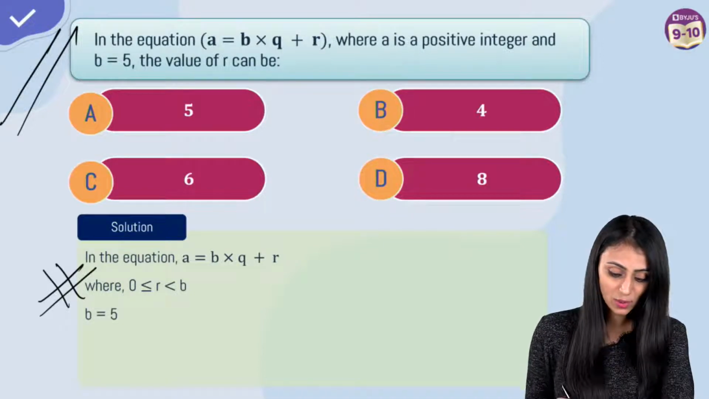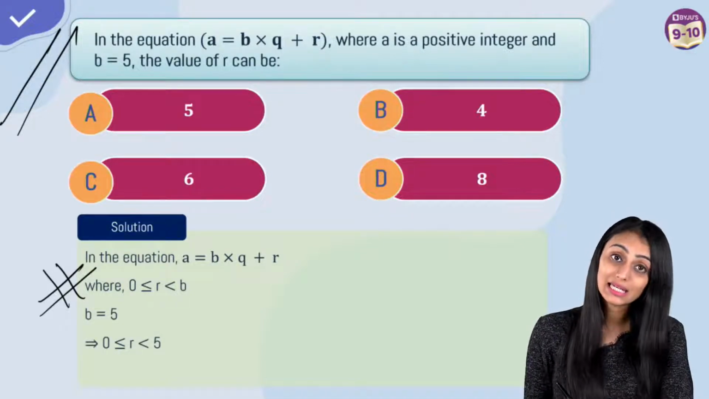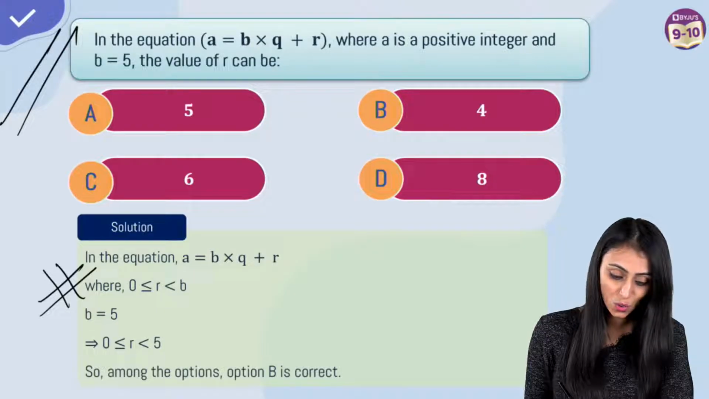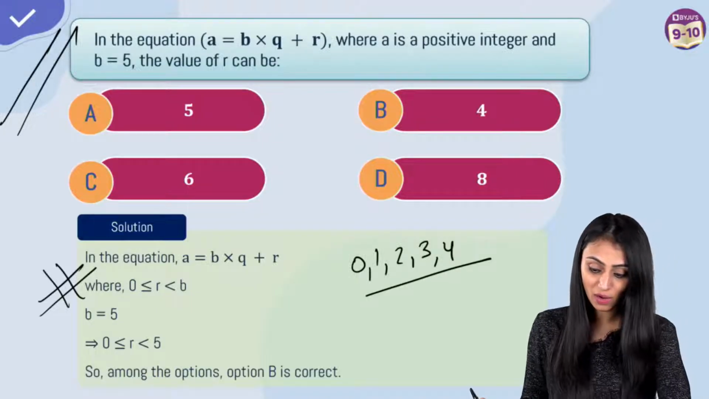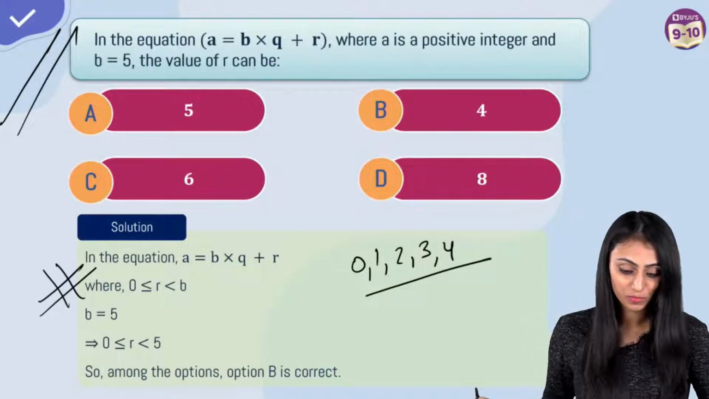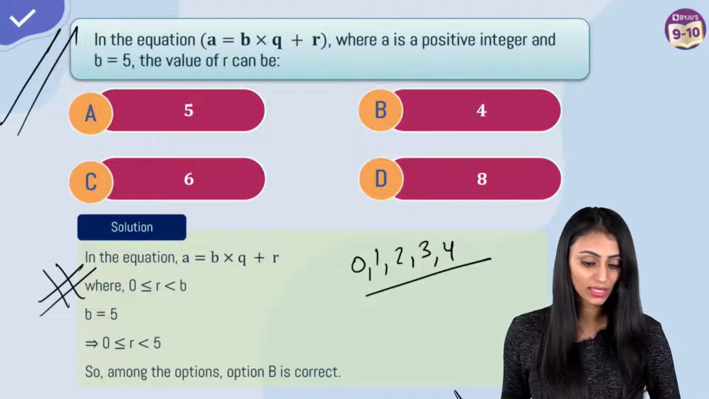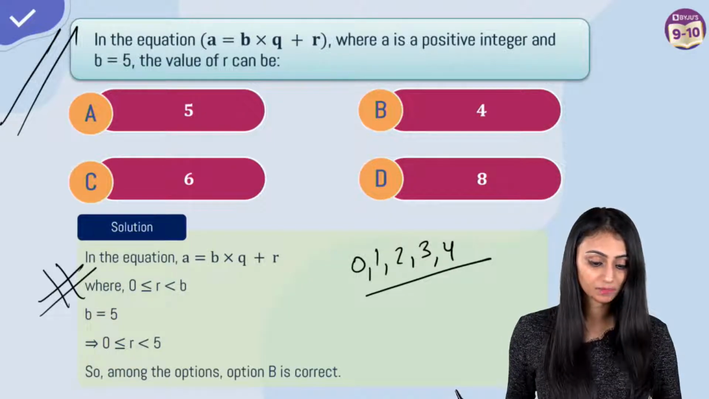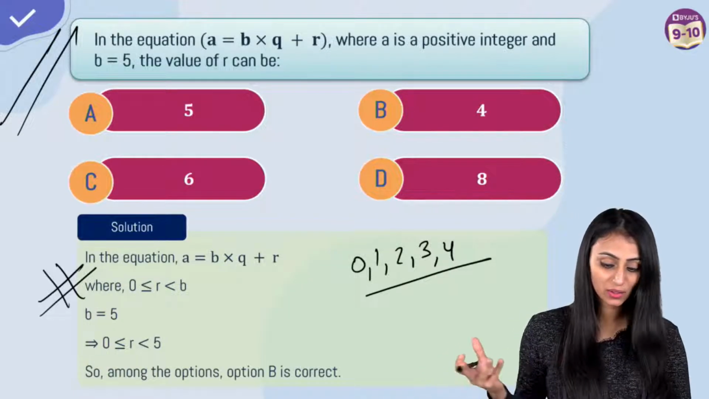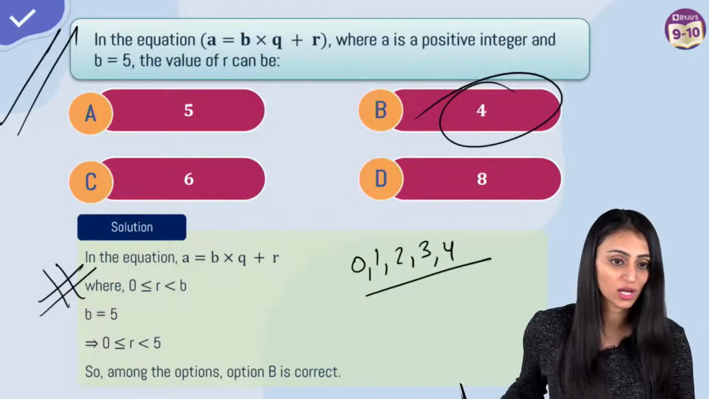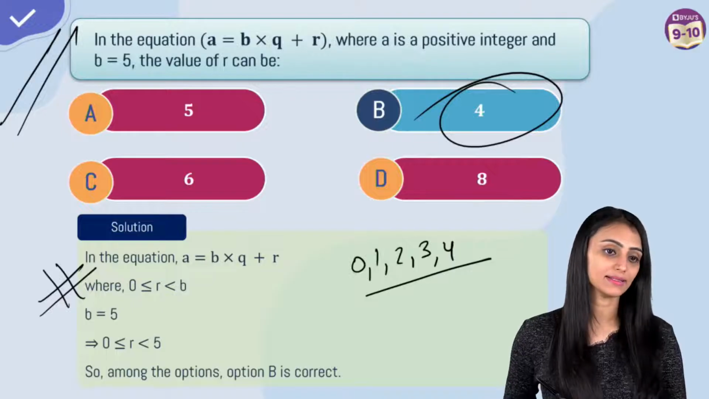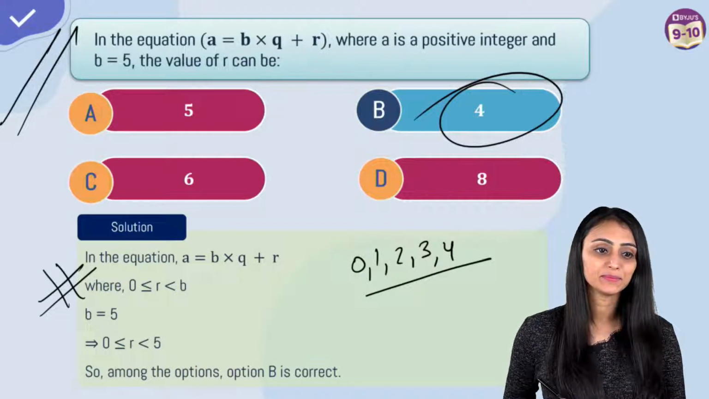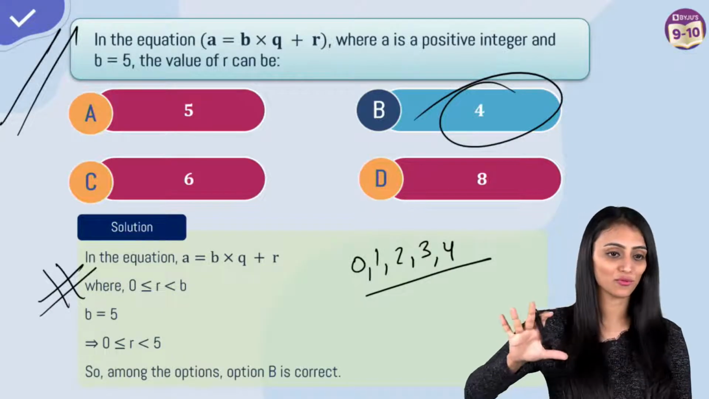So b is 5. So as I said, r can be greater than or equal to 0 but less than 5. So it can take values 0, 1, 2, 3 and 4, right? So the value of r in this case would be what? Among the options, what can we take? We cannot take 5, we cannot take 6, we cannot take 8, so that's going to be 4, which is our option B. So you all have understood this, right? That option B is the right answer. No doubt still here? I can see that everyone is saying 4, 4, 4.